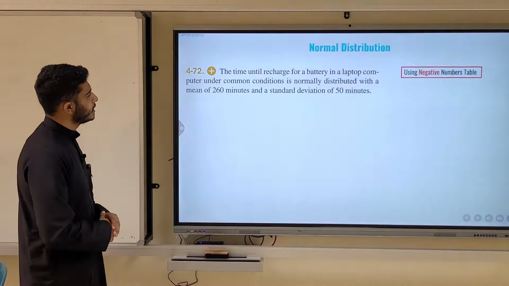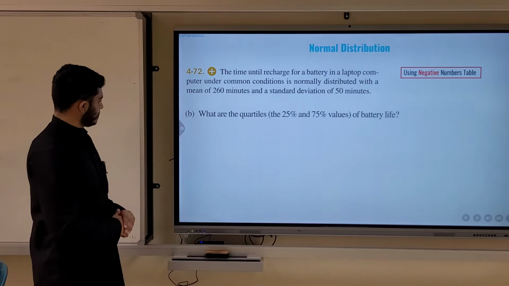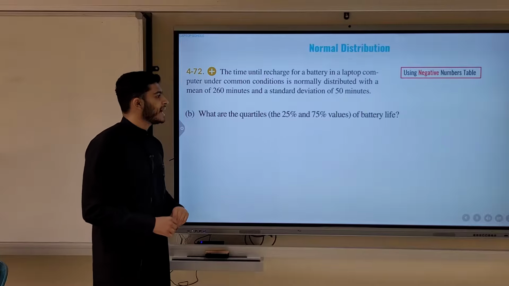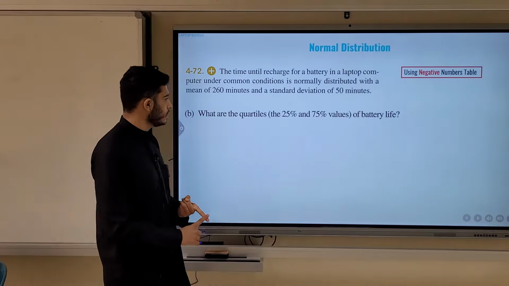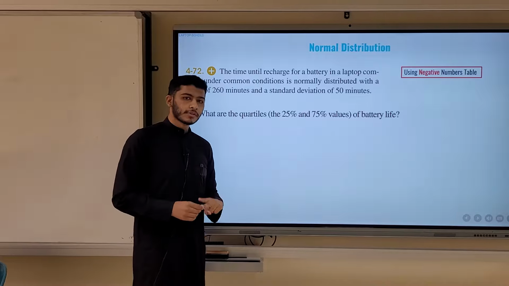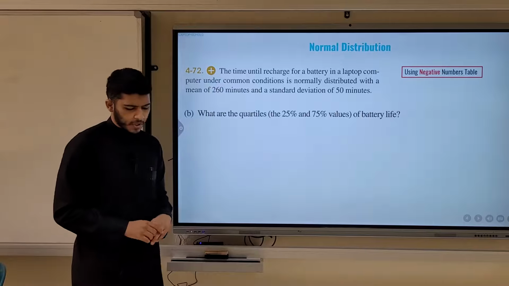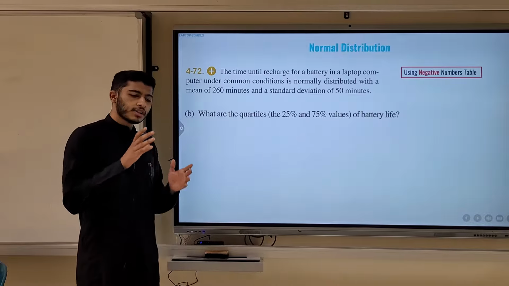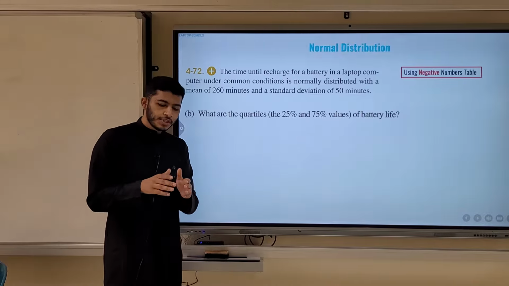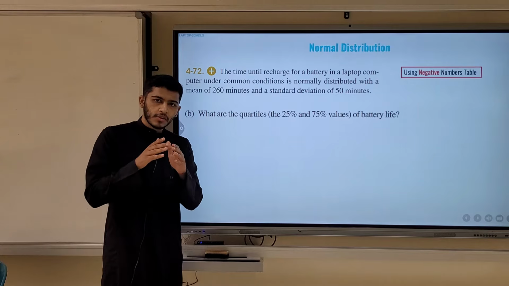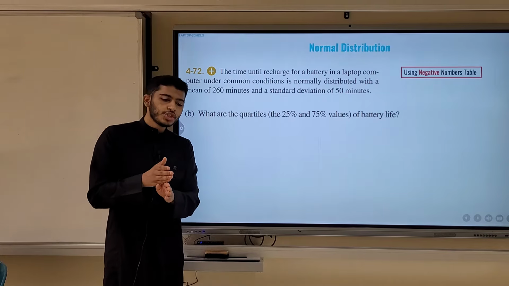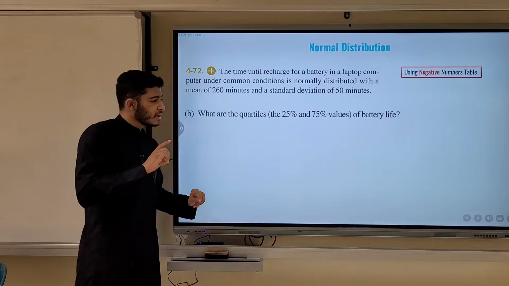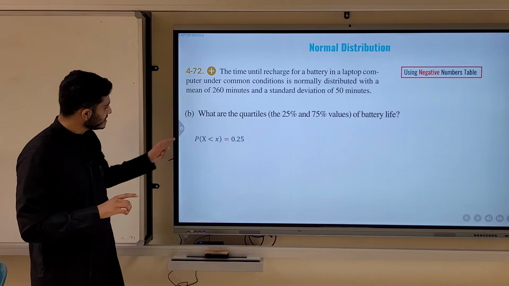Okay. The next part of the question. What are the quartiles of battery life? He's asking about the first quartile, which is the 25th percentile, and the third quartile, the 75th. Okay, what are quartiles? Let's get a refresher. Quartiles are the values at which, the first quartile I'm talking about here. The first quartile is the value at which 25% of the data is below it. So is it safe to write it like this?